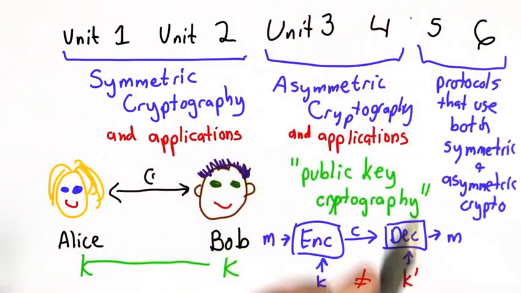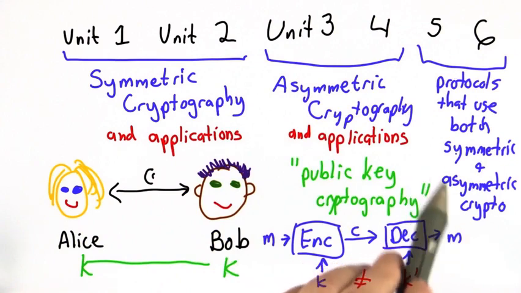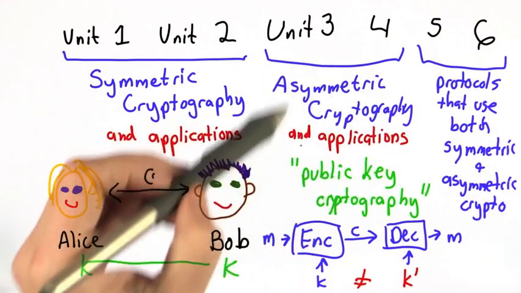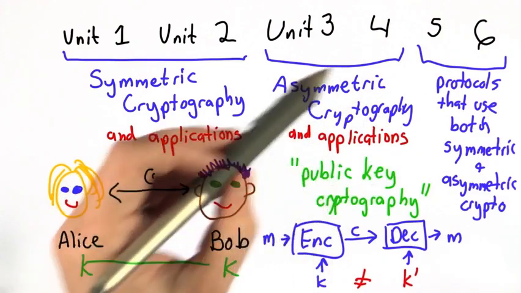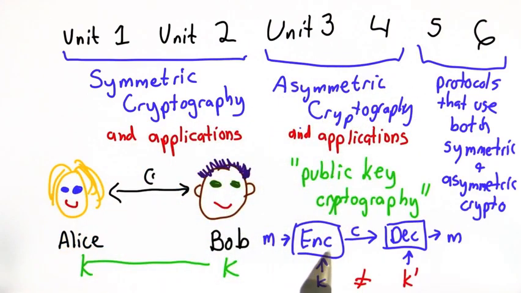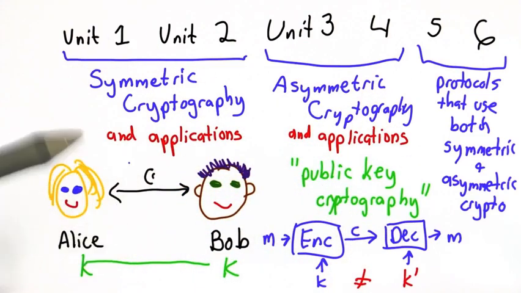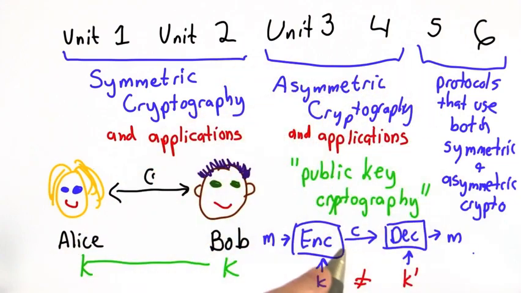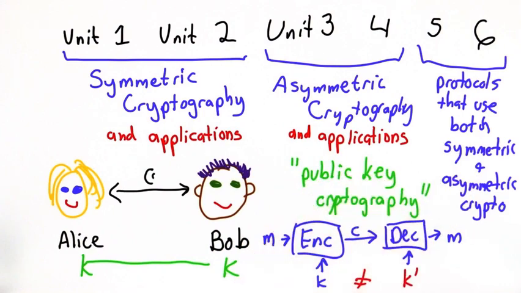And in units 5 and 6, we'll look at protocols that use both symmetric and asymmetric cryptography to solve interesting problems. The reason most interesting protocols combine both of these is because asymmetric cryptography tends to be very expensive. You need big keys, you need lots of mathematics to do asymmetric cryptography, lots of computation, whereas symmetric cryptography can be very efficient. So that's why most interesting protocols, like the one we saw for accessing a secure website, involve both symmetric and asymmetric cryptography.